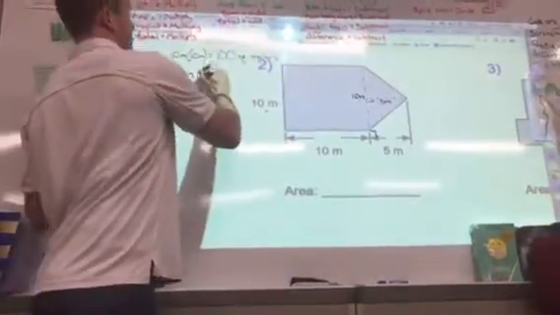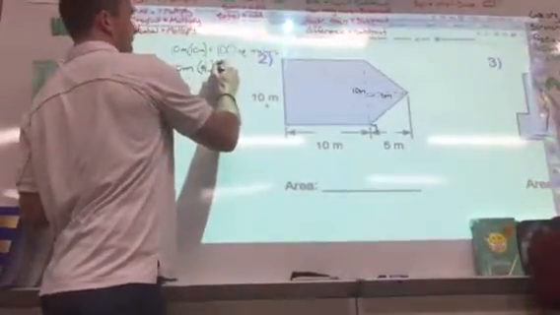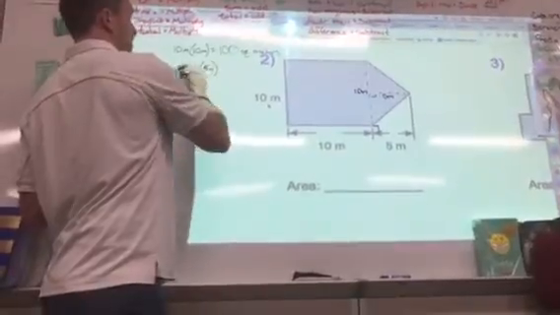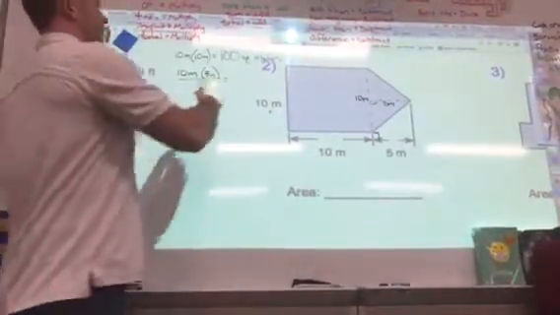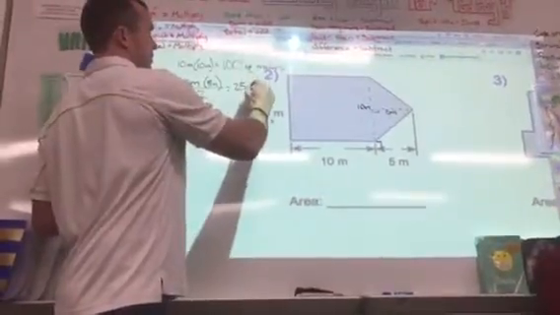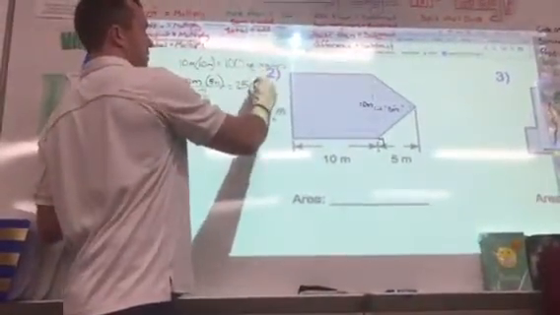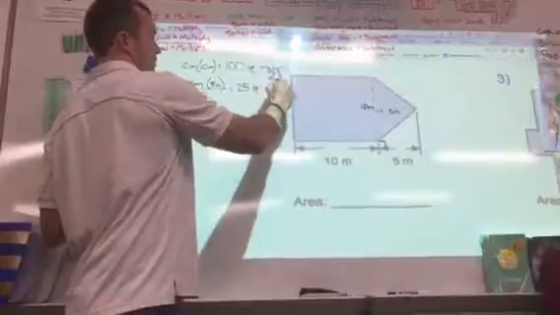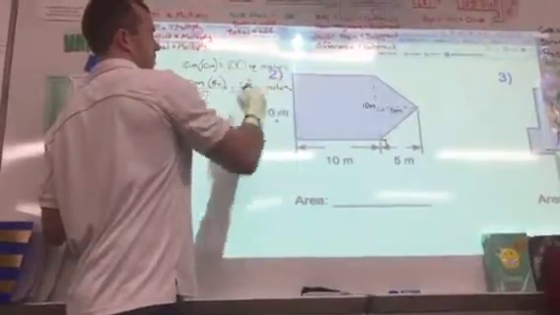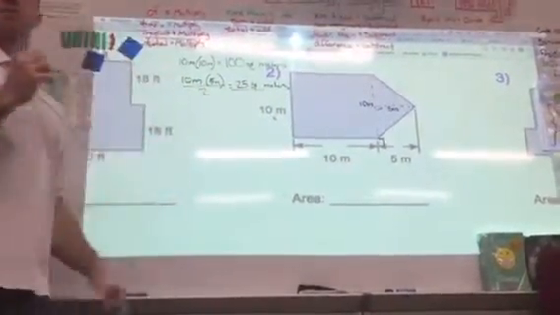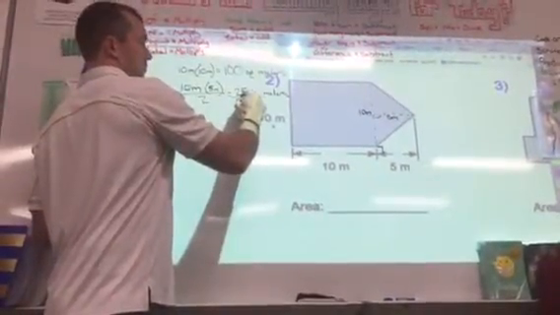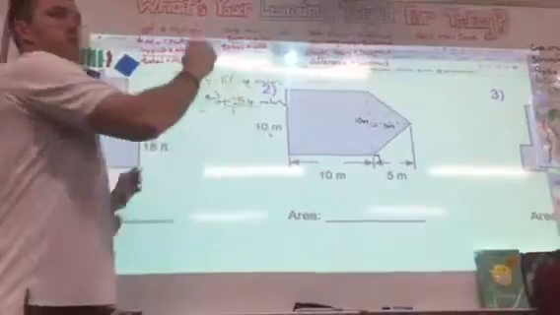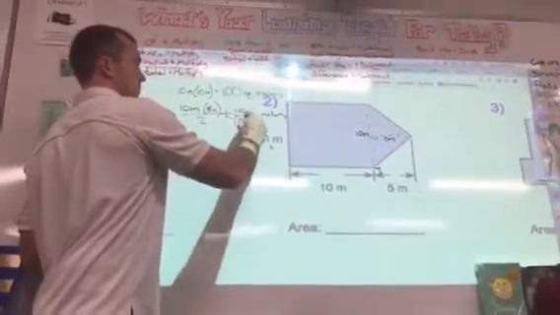So 10 times 5, we could take it times half or divide by 2. Let's divide by 2. What do we get? We get 25. Let's say the same: 25 meters squared. So my answer is, what's the total area? 25. Oh, wait, 125.